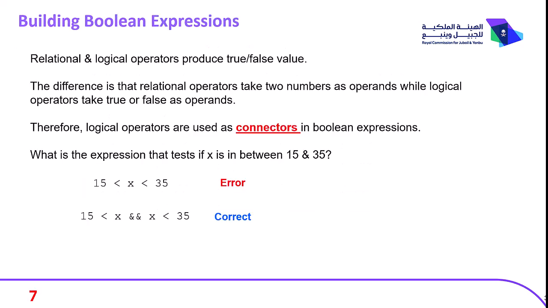Building Boolean expressions. When building expressions, remember that relational operators take numbers as operands, while logical operators take true or false values. For example, to test if a number x is between 15 and 35, you cannot use the math notation 15 < x < 35. You must use the logical AND connector to write it as 15 < x && x < 35.